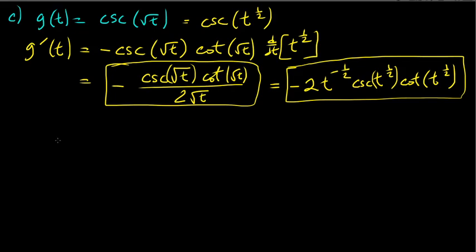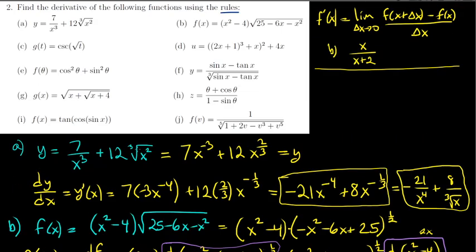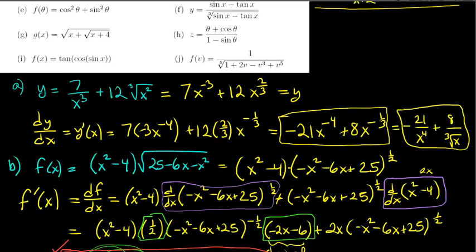And then part D is kind of a long one. Yep, let's do it. So part D. So let's see, u is equal to, in parentheses, 2x plus 1 cubed plus x, and then that's squared, and then plus 4x.